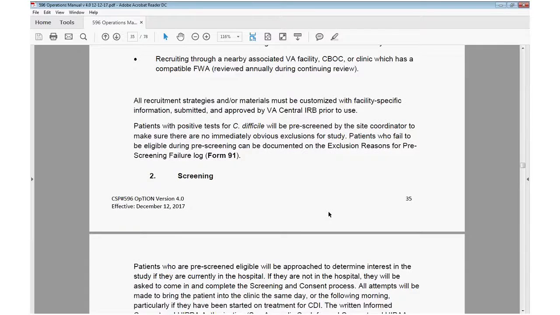Patients with positive tests for C. difficile will be pre-screened by the site coordinator to make sure there are no immediate obvious exclusions for the study. Patients who fail to be eligible during pre-screening can be documented with exclusion reasons on the pre-screening failure log. The pre-screening failure log is different from the first occurrence tracking log. The first occurrence tracking log is something that we provided as a study tool and it's not an official document. For the pre-screening failure log, anytime there's a recurrence, you need to report it there, saying why there was the recurrence and whether they were eligible or not, and why they were not eligible.